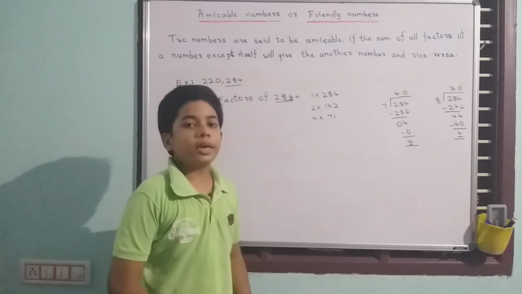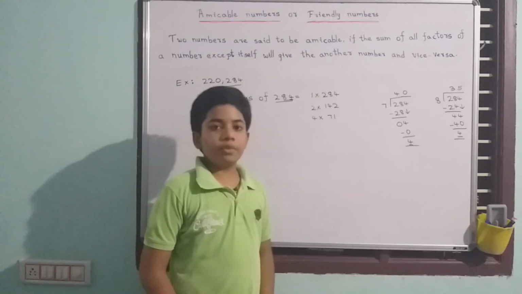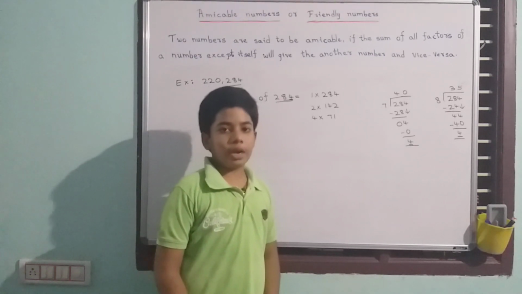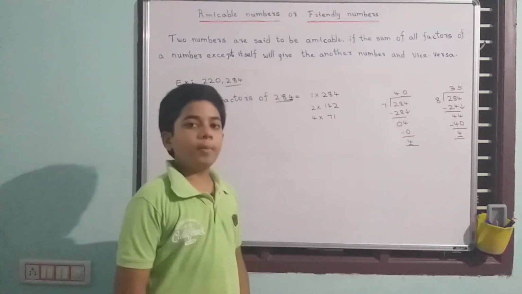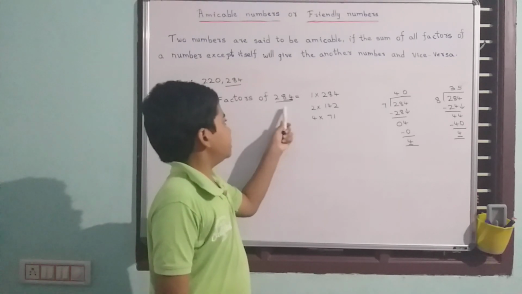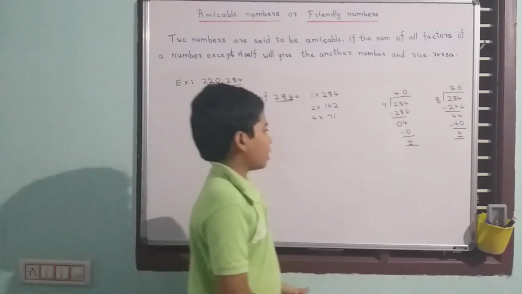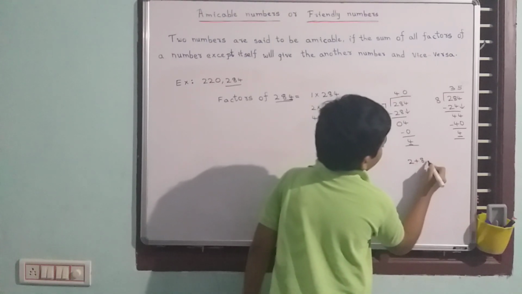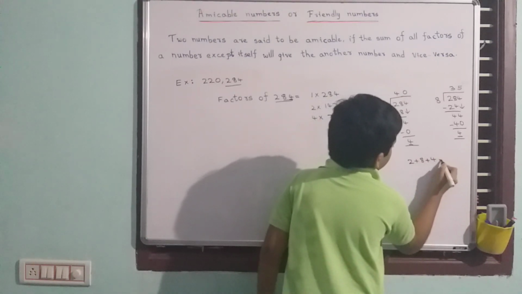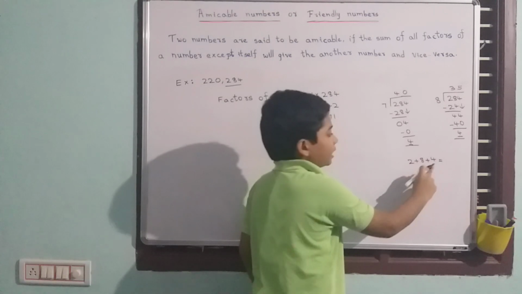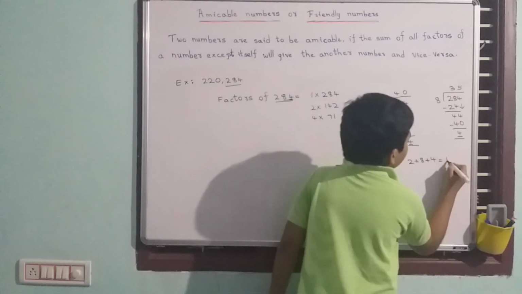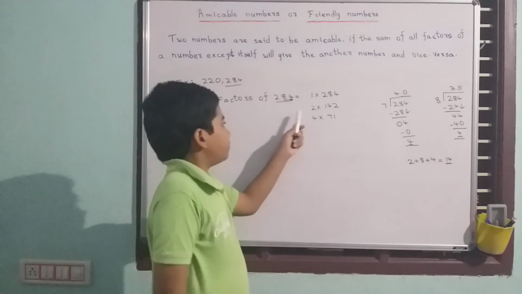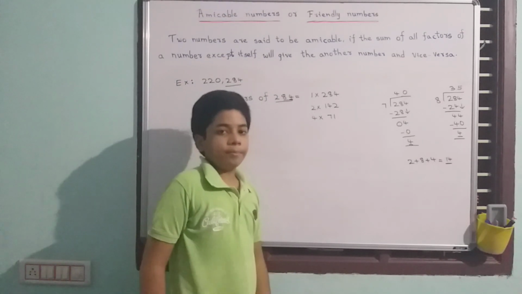Let us check with 9. The divisibility rule of 9 is that the sum of the digits of the given number should be divisible by 9. So let us add the digits of 284. 2 plus 8 plus 4 is equal to 2 plus 8, 10. 10 plus 4, 14. 14 is not divisible by 9. So 284 is not divisible by 9.